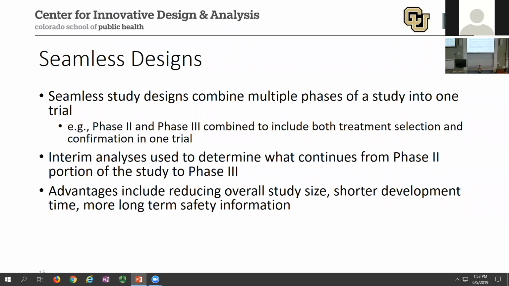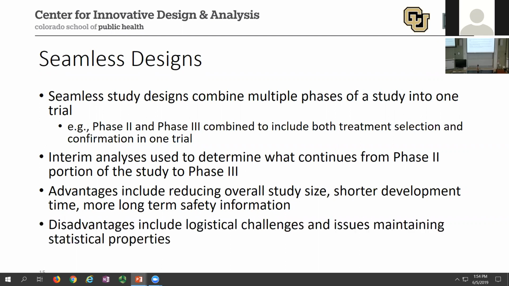The advantages of these designs are that we have the potential to reduce our overall study size compared to doing standalone separate trials. We'd have shorter development time, so especially if you're working with new treatments that you want to get out to people more quickly, you're able to reduce that development time because you don't have to reinvent your trial. There's also the possibility for more long-term safety information. You can imagine that in a phase 2 study, if people continue on into your phase 3 version of the trial, you already have all of that preceding time of information to take into account and continue forward to look at the effect of your interventions.